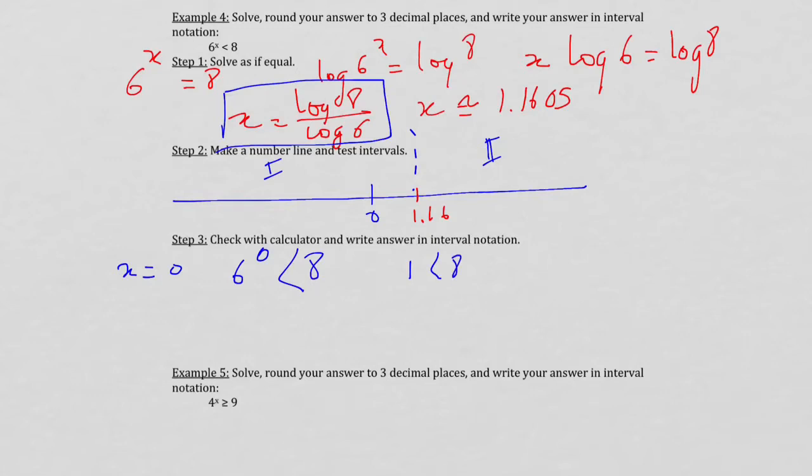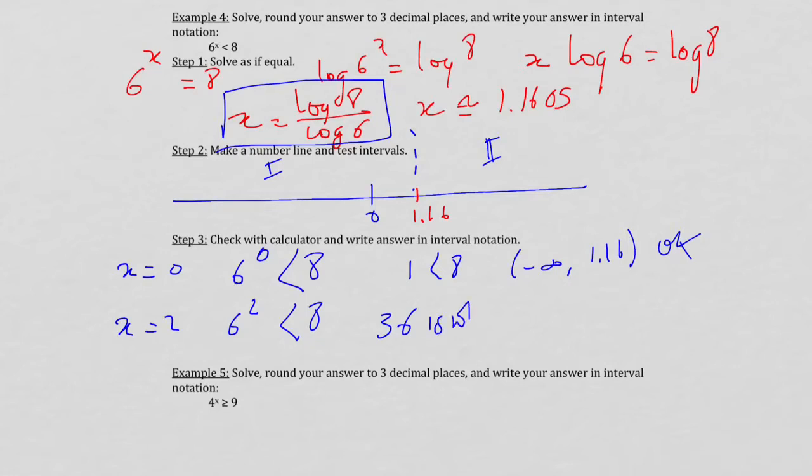So the interval number 1, negative infinity and then 1.16, is okay. It's good. If I take x equal 2, I'm going to have 6 squared. Is it less than 8? No, obviously 36 is not less than 8. So I know now my interval notation is going to be negative infinity and 1.16 in between parentheses.